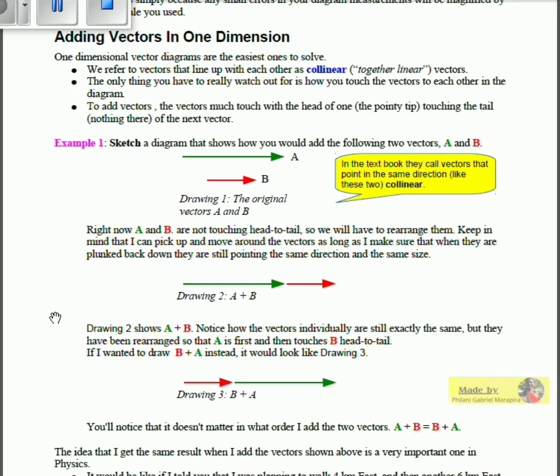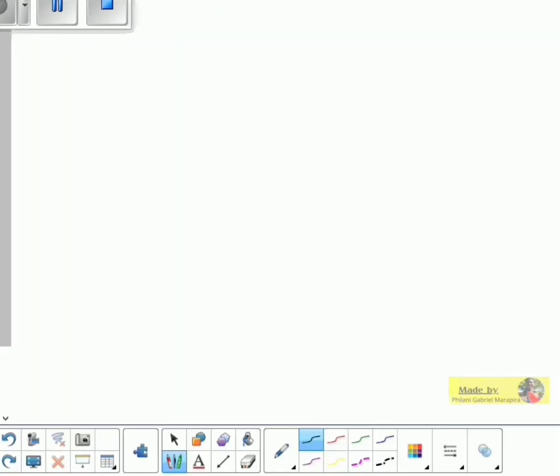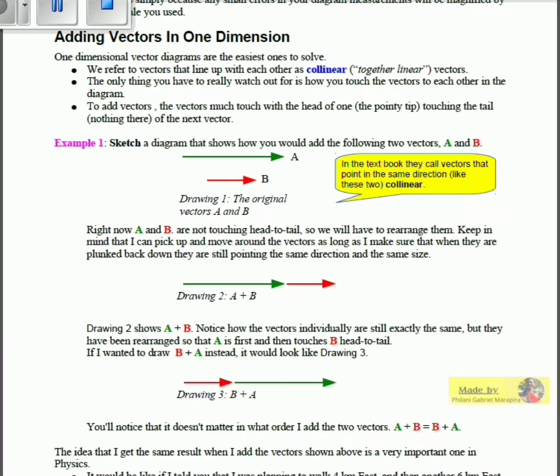Okay, so one-dimensional vector diagrams are the easiest ones to solve, as it says there. They're only one dimension, so it means that it's just one perspective of it. Those are the ones which we were doing last time. It continues and says that we refer to vectors that line up with each other as collinear, together linear vectors.